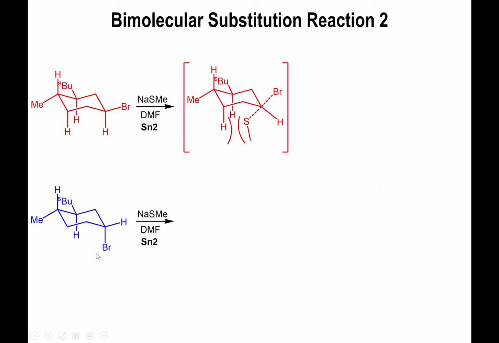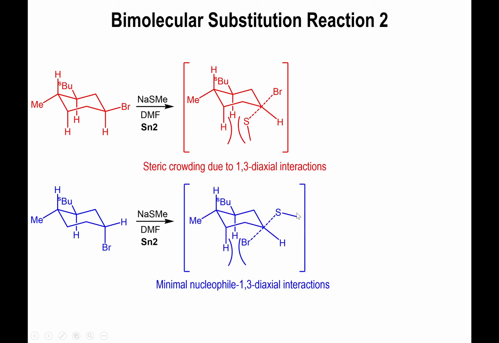On the other hand, if your bromine is axial, well, the nucleophile can attack from the top, and it doesn't really encounter too much friction from these axial bonds because now it's coming in at an angle. It's not exactly being jammed in there. And so this works a lot better.